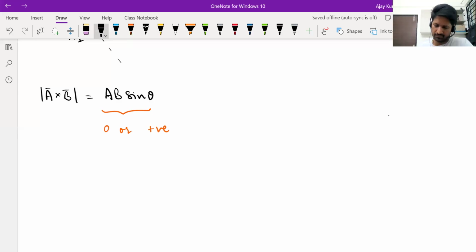Now you all tell me, suppose A is non-zero, B is also non-zero. Is there a chance that the cross product becomes 0?